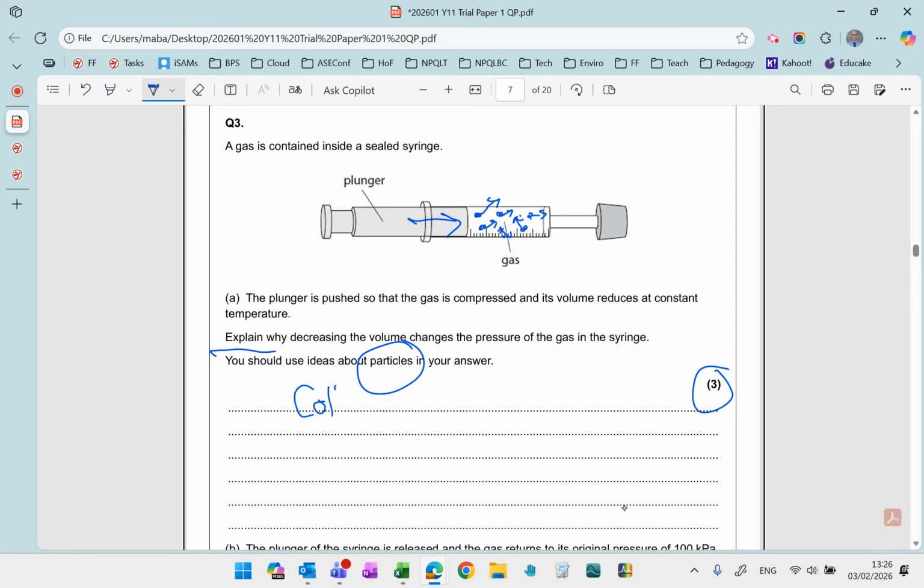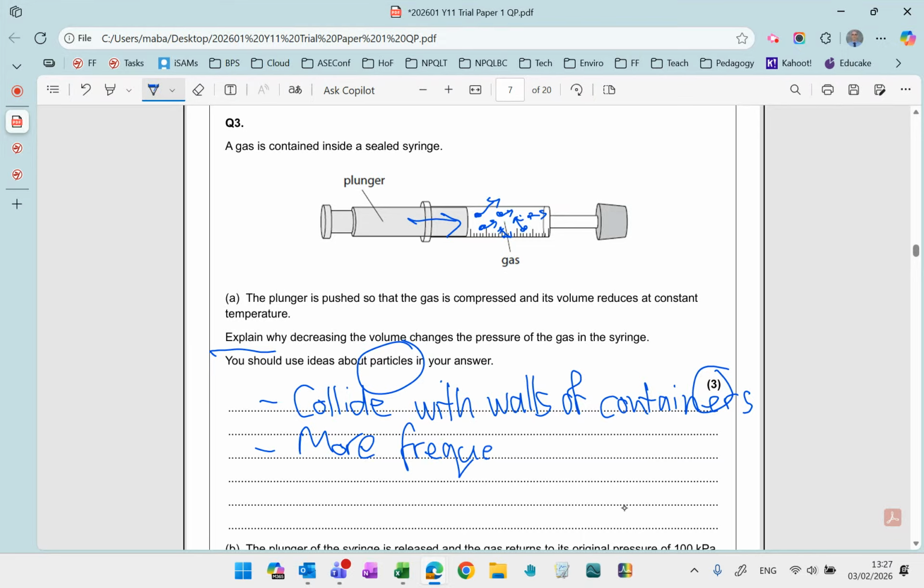Okay, and that's an important bit, right? So we've got to talk about collisions, but we must talk about the walls of the container. You can't just say that there's more frequent collisions. There are collisions with other particles, that is true, but that doesn't contribute to the pressure, and we'll look at that in a bit more detail in a moment, right? Okay, and then we've got to get this idea that that's happening more times per second, and the easiest way to say that is that it's happening more frequently, right?